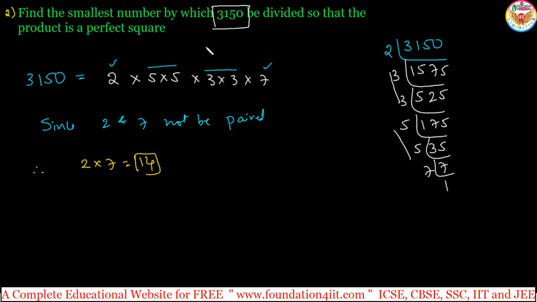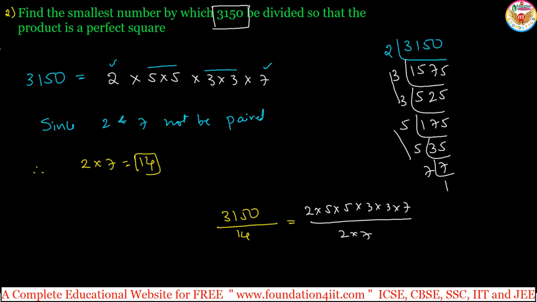The number 14. So what must be divided? Because you can check this in rough work. 3150 divided by 14, we should divide, so you'll get an answer that is a perfect square. Because already 3150 is 2 into 5 into 5 into 3 into 3 into 7, right? If we divide by 14, 14 means 2 into 7, so we can cancel 2 with 2 and 7 with 7. The remaining are pairs, 5 into 5, 3 into 3. We got the pairs. So that is a perfect square now.